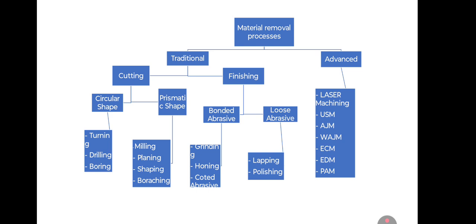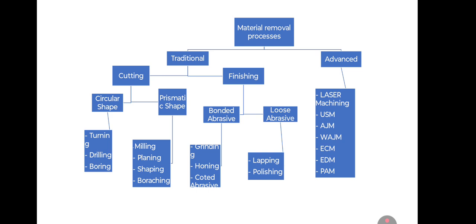Now let us focus on the traditional machining material removal processes, that is cutting and finishing. Cutting means bulk material will be removed, and finishing means material removal will be in smaller fractions, for surface finish. In cutting, we can cut circular shapes like cylindrical ones; for that, turning, drilling and boring operations are there. For prismatic shapes, that is flat surfaces, there are milling, shaping and broaching operations.